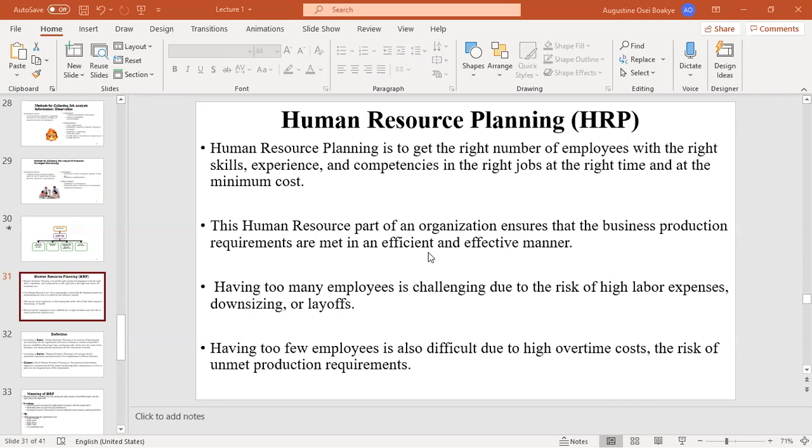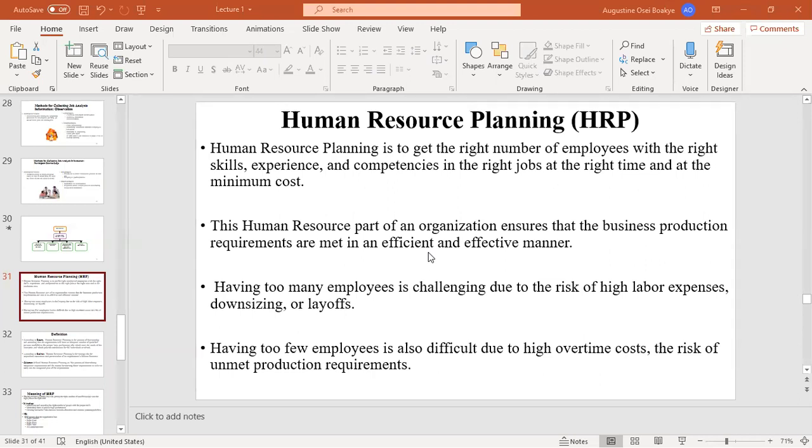Human resource planning, good. So, if you quite remember last week, when I was talking about some of the functions that the HRM department performs, one integral part I mentioned was the human resource planning function.